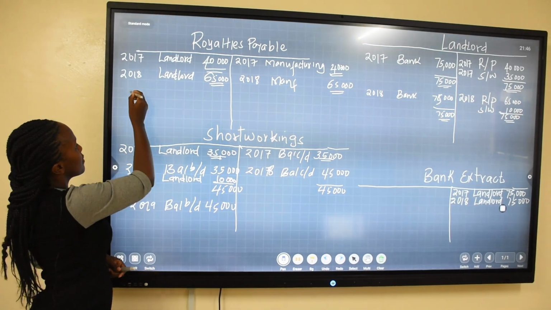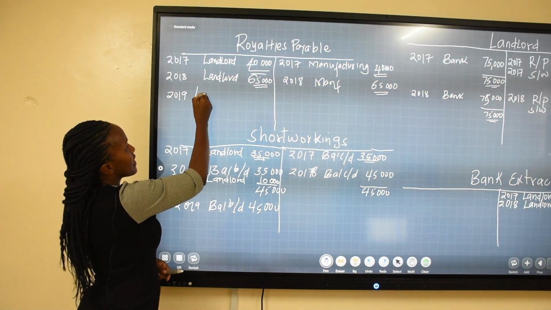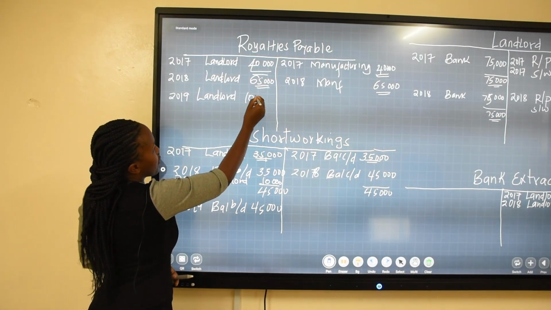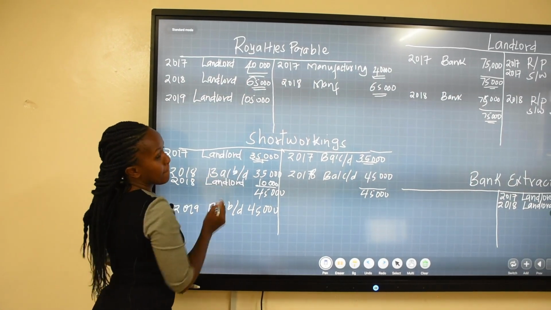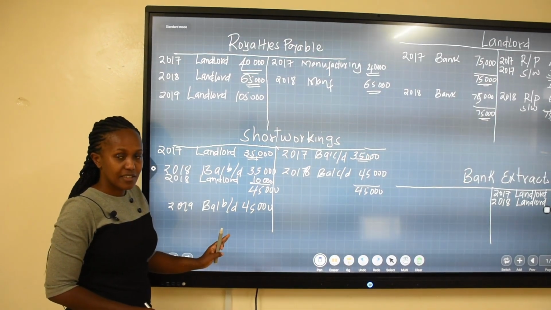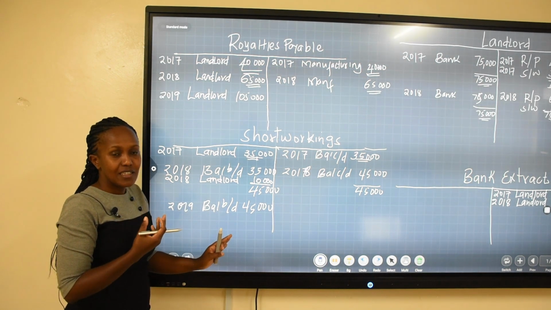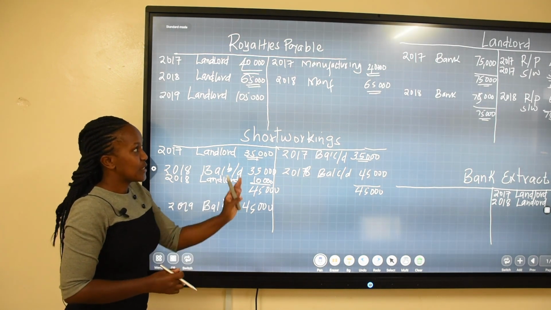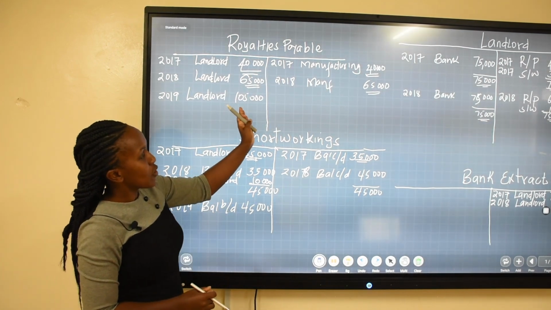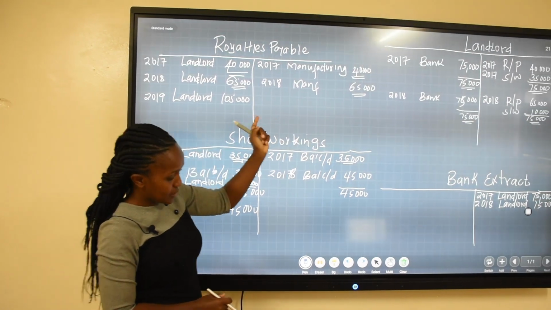The royalty payable in 2019, it is to the landlord. We are supposed to pay him 105,000. This time there is no short working. We were able to get enough, more than the minimum rent. We are happy, so we don't have a short working. So we are going to simply take this to the landlord account and finish the double entry.